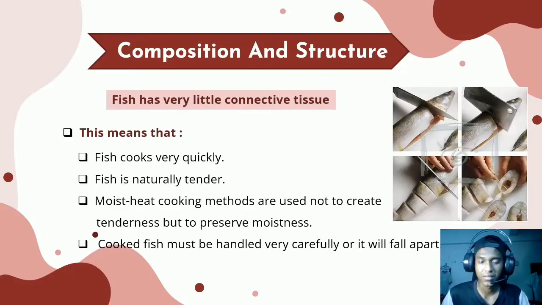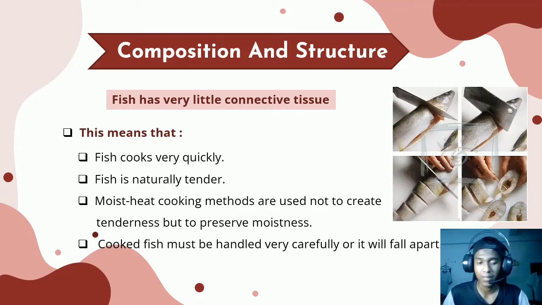Okay, so fish has very little connective tissue compared to poultry or other land animals such as cows and goats, due to the fact that fish only swims and do not walk or run. So this means that fish cooks very quickly disebabkan isi ikan yang lembut, and then fish is naturally tender, and then fish are cooked using moist heat cooking methods, which are used not to create tenderness but to preserve moistness.